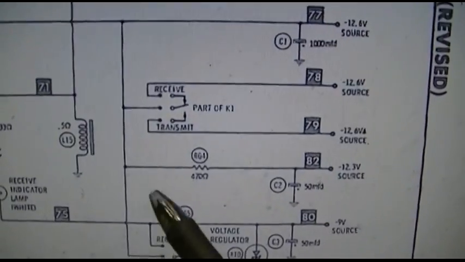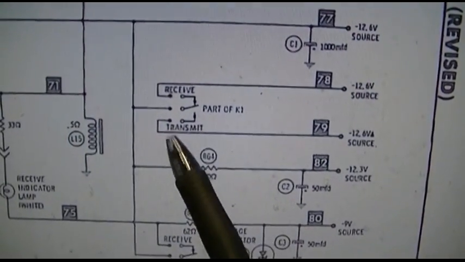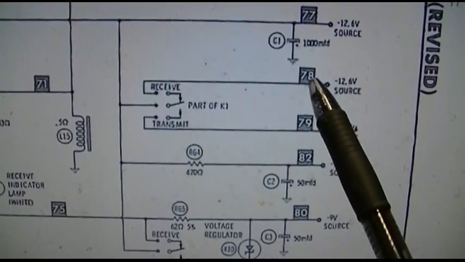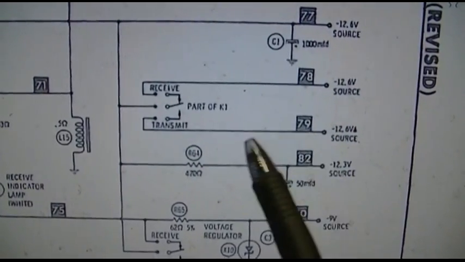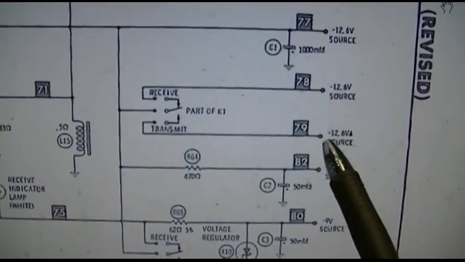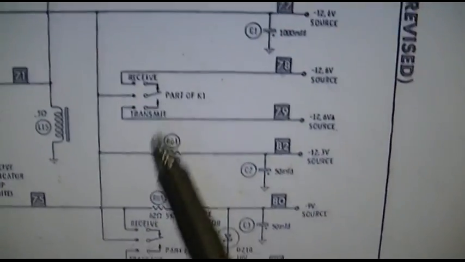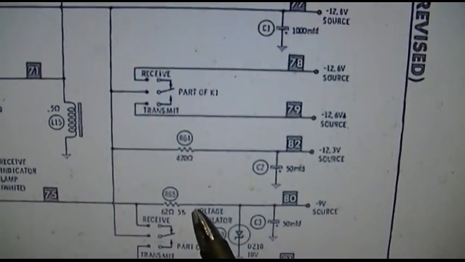And then you can look at here, this is the relay, so this is hot on receive and this is hot on transmit. Well, you would automatically know that it wouldn't be anything connected to this, and you could pull this relay out, which would totally eliminate this.